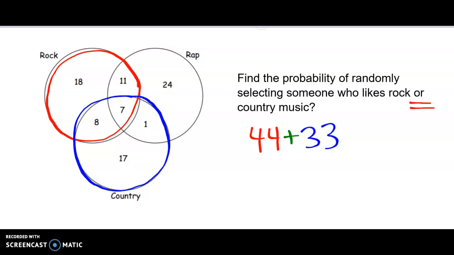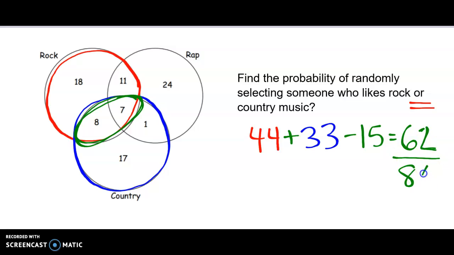Here's the thing though, I don't want to double count these people that like both of them because even though they like both, there's still only one person. So I'm going to subtract out that 15 that liked both country and rock. And when you do that, you get 62 people that liked country or rock out of my 86 total.